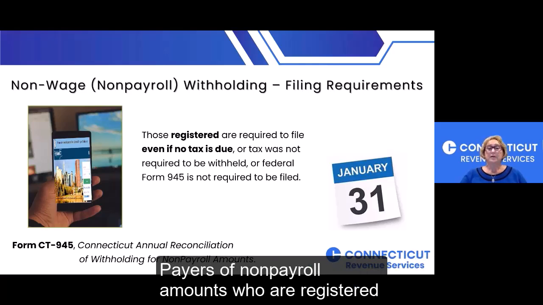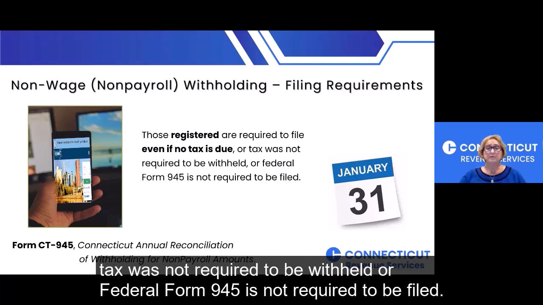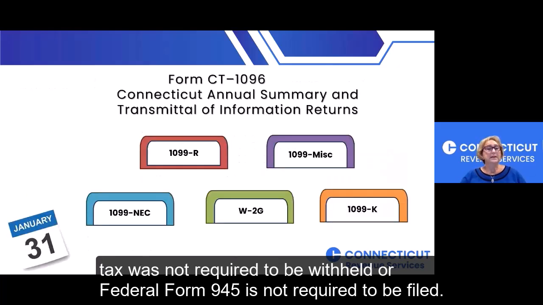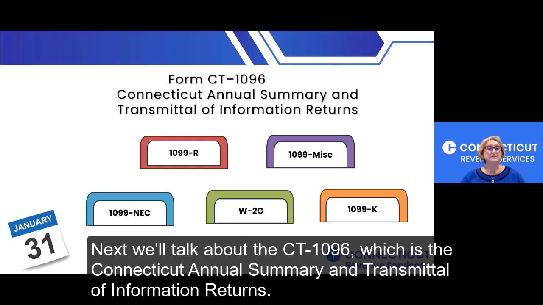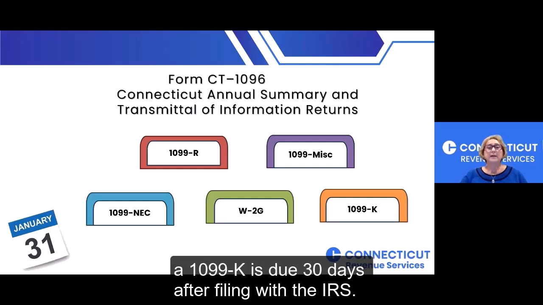Payers of non-payroll amounts who are registered for Connecticut income tax withholding are required to file the CT 945 even if no tax is due, tax was not required to be withheld, or Federal Form 945 is not required to be filed. Next, we'll talk about the CT 1096, which is the Connecticut Annual Summary and Transmittal of Information Returns. The due date is also January 31st, 2025, with the exception that a 1099-K is due 30 days after filing with the IRS.